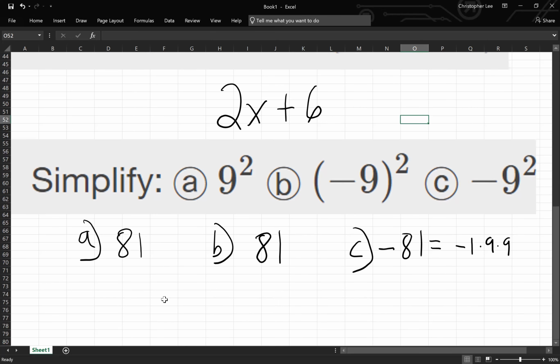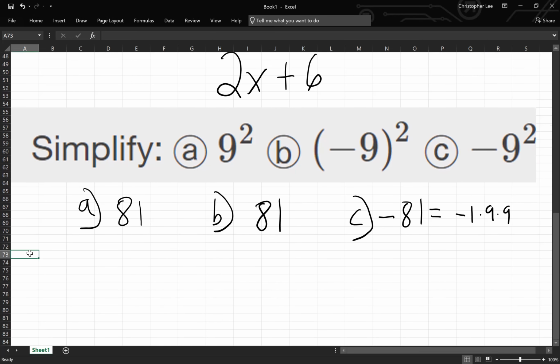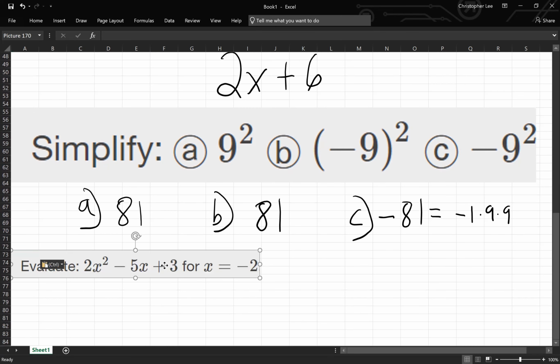This was a nice homework question right here. Try it out real quick.